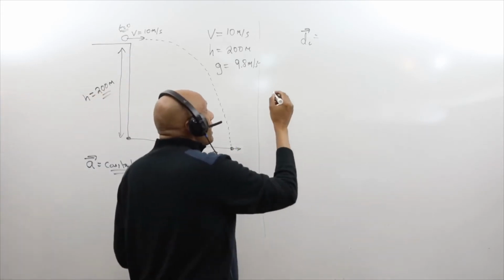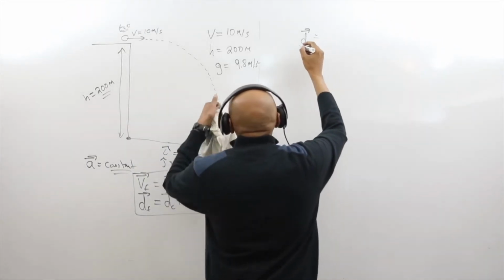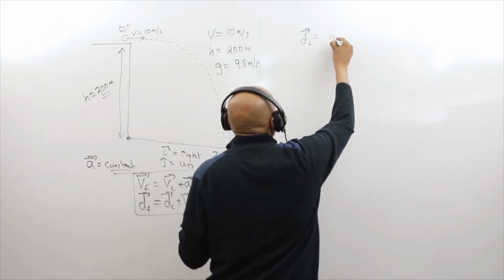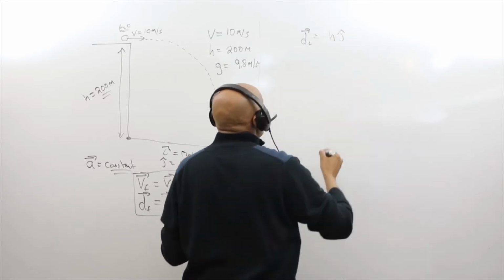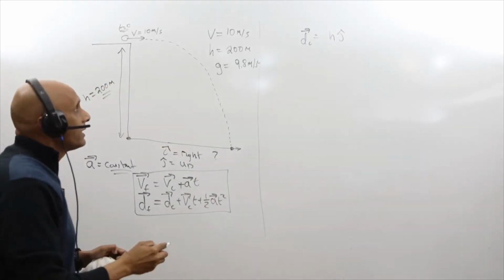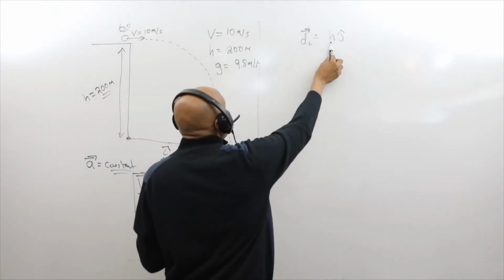Now, I'm not going to use 200. Since we have a symbol h, you should try to use variables as much as possible, and say this is hj. That's the initial position of the object. It is 200 meters up.